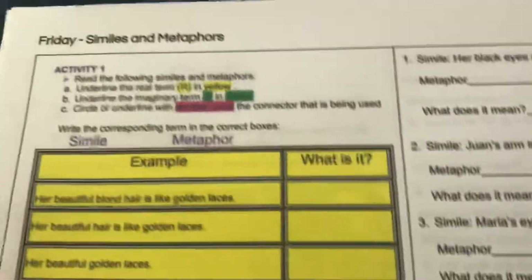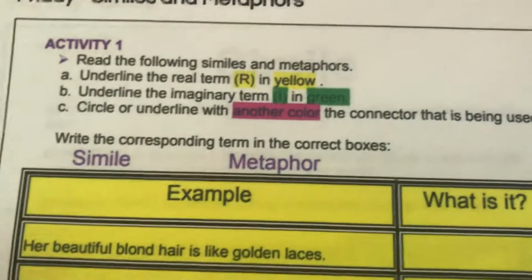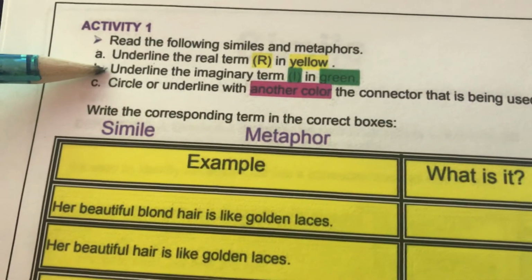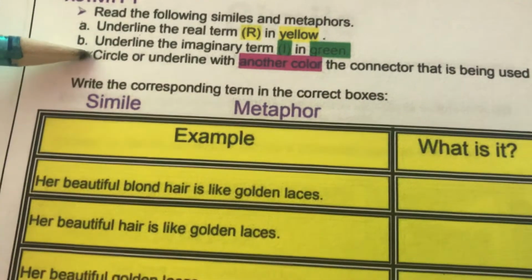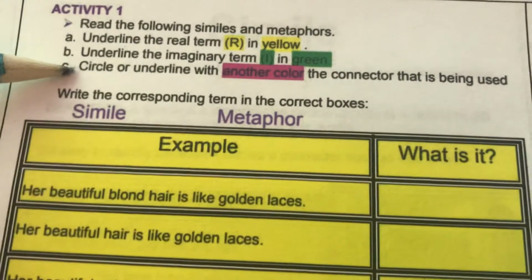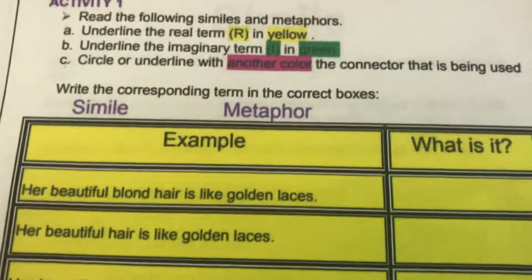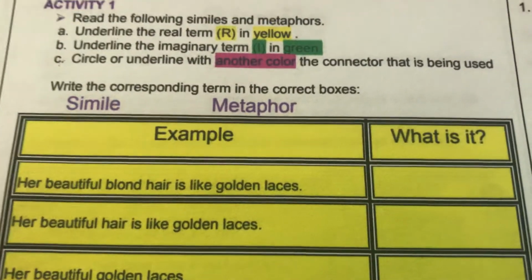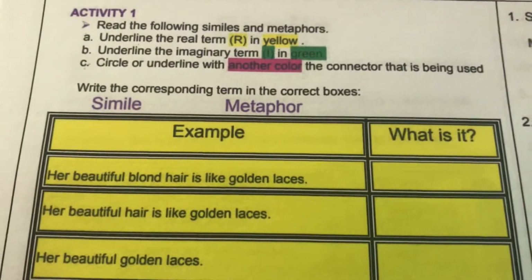And the next page, the directions say, read the following similes and metaphors. Underline the real term in yellow, underline the imaginary term in green. That's exactly what you've done on these previous worksheets this week. And then circle or underline with another color the connector that is being used. Now, I've just been using a pencil, and it doesn't matter what colors you use. If you don't have yellow or green or another color, you can just use a pen, a pencil, just whatever you have handy. Okay, so I'm going to read.